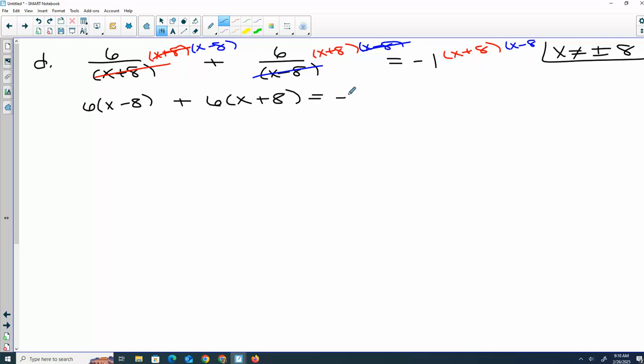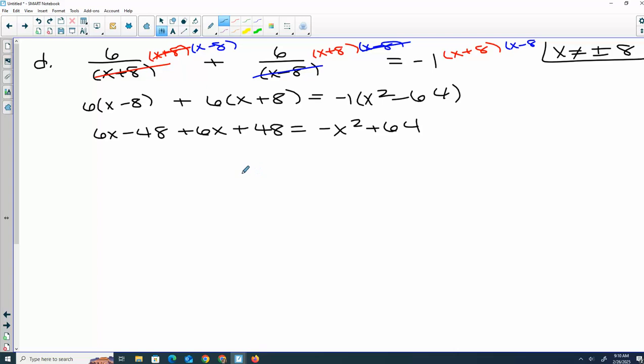So over here we have negative 1. What would you have to do with the x plus 8, x minus 8? FOIL. So that's x squared minus 64. Then we have 6x minus 48 plus 6x plus 48 equals negative x squared plus 64. Positive and negative 48 cancel. If I add over my x squared, that's a positive x squared. 6 plus 6 is 12x. Subtract my 64.